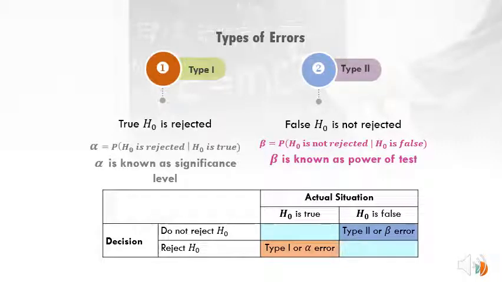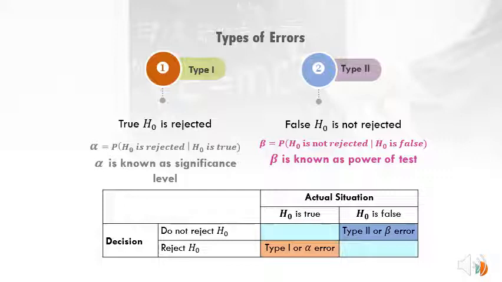Another important feature in hypothesis testing is the types of errors. We can either have a type 1 error or a type 2 error. A type 1 error occurs when a true H0 is rejected, whereas a type 2 error occurs when a false H0 is not rejected. Let's look at the table.